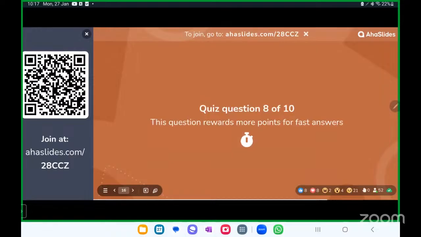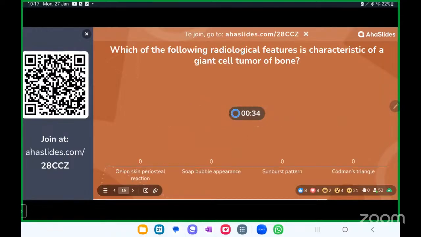Okay, moving on to the eighth question. Which of the following radiological features is characteristic of a giant cell tumor? So again, I think easy. A tumor-based question, which is very important, especially the radiological features of osteosarcoma, osteoclastoma. Okay. So this picture is characteristic of giant cell tumor.